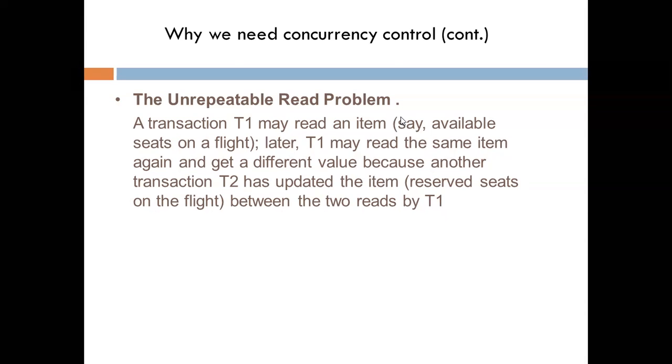So this kind of problem is called the unrepeatable read operation, where one transaction reads the value, and if it reads again, it will get a different value because some other transaction has already updated it. So this problem is called the unrepeatable read problem, where we cannot repeat the read operation. If we repeat the read operation, we get different values, and these different values are inconsistent.